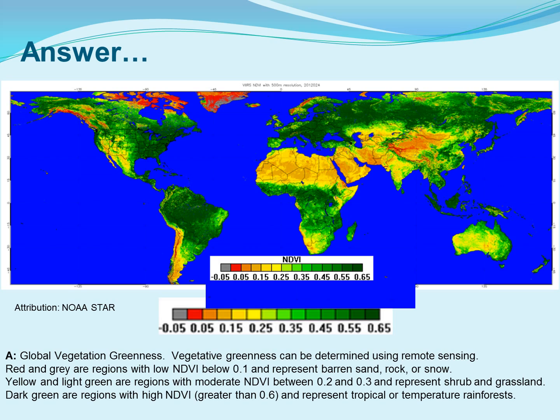Red and green are regions with low NDVI, below 0.1, and typically represent barren sand, rock, or snow, while yellow and light green are regions with moderate NDVI, between 0.2 and 0.3, and typically represent shrub and grassland. Dark green are regions with high NDVI, greater than 0.6, and represent tropical or temperate rainforests.